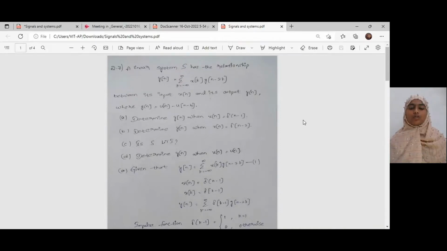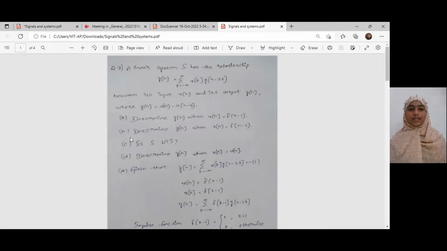Good evening, everyone. Today, our team is going to explain question 2.7. A linear system S has the relationship y of n equal to summation k equal to minus infinity to infinity x of k into g of n minus 2k between its input x of n and its output y of n, where g of n equal to u of n minus u of n minus 4.